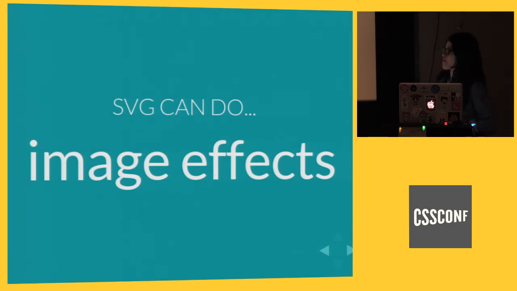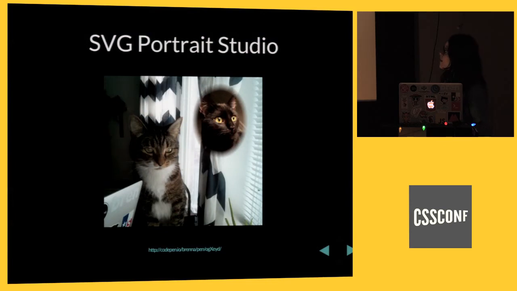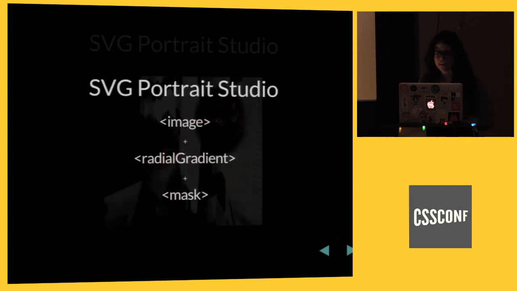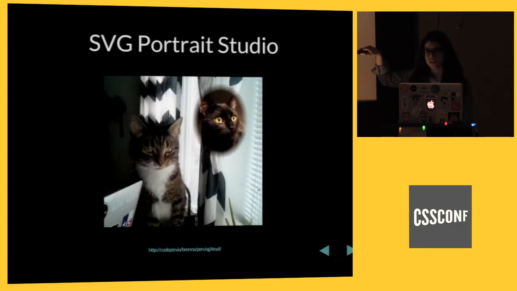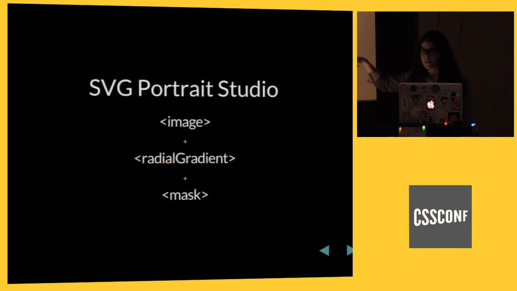So one other area I wanted to cover too is interesting image effects. We'll start out with, as an example of something you can do with SVG, these are my cats. They kind of hate each other sometimes and fight, so the only way to get them in a portrait together was to do the portrait studio thing. But this is actually using a few different SVG techniques. It's that image element that we saw before, combined with a radial gradient to do the sort of vignette shape, and then something called a mask.